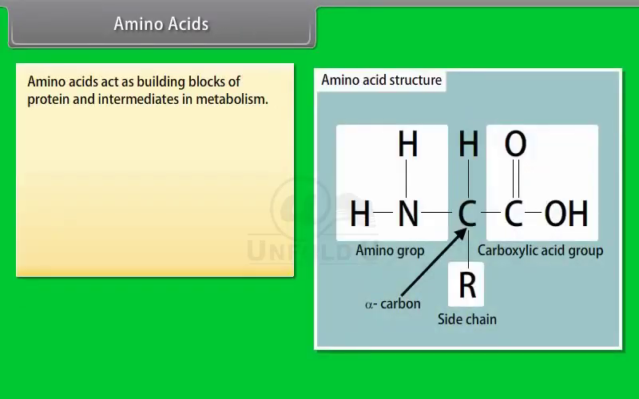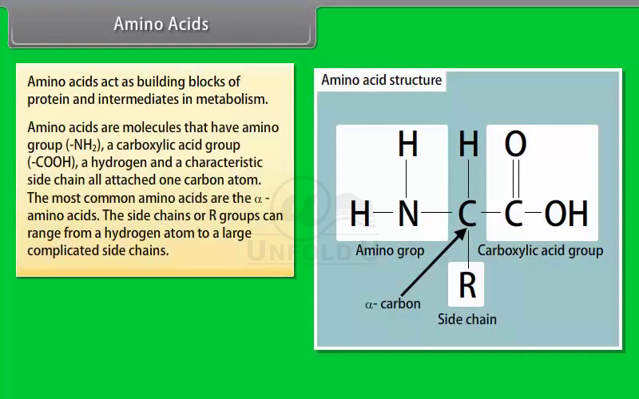Amino acids. Amino acids act as building blocks of protein and intermediates in metabolism. Amino acids are molecules that have an amino group, a carboxylic acid group, a hydrogen and a characteristic side chain all attached to one carbon atom. The most common amino acids are the alpha amino acids. The side chains or R groups can range from a hydrogen atom to large complicated side chains.